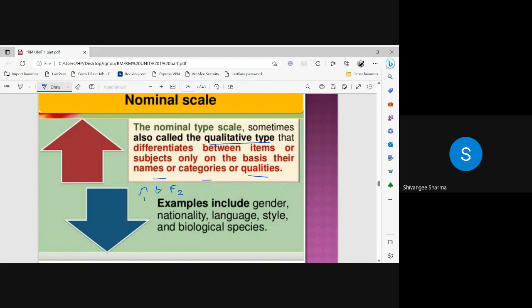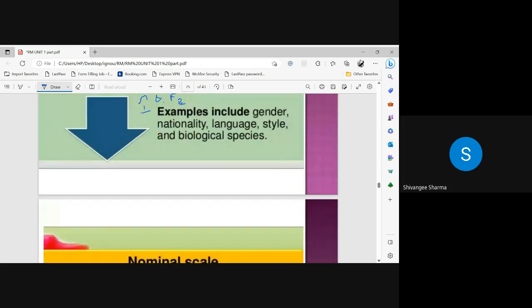Right? If you are using, suppose, any style or any biological species, you are giving numbers 1, 2, 3, 4. So it is only a categorization. Right? So categories or names or qualities, then that is nominal scale. 1 and 2. 1 implies male, 2 implies female. Okay. So nominal scale is where you are only representing the characteristic, or you are differentiating between items. That will be your nominal scale.